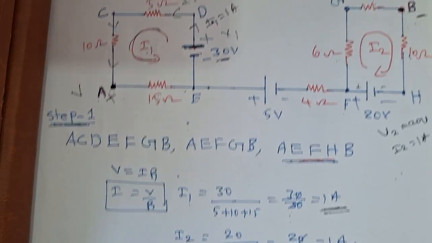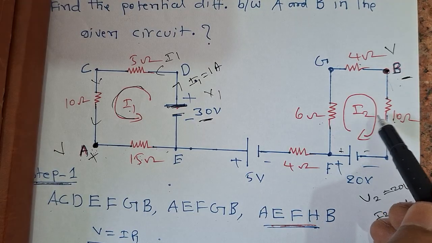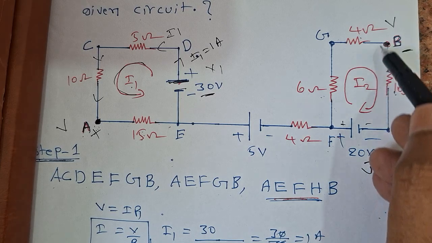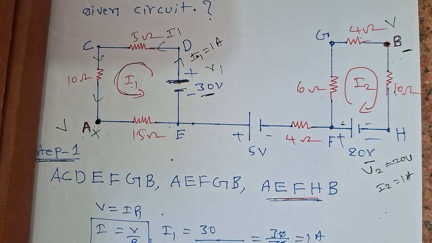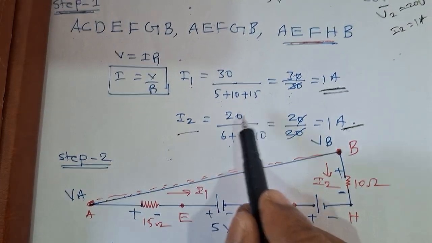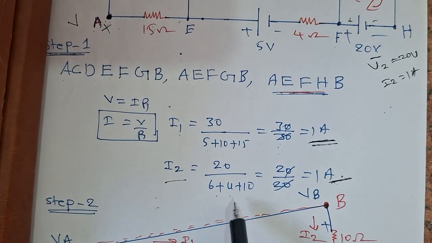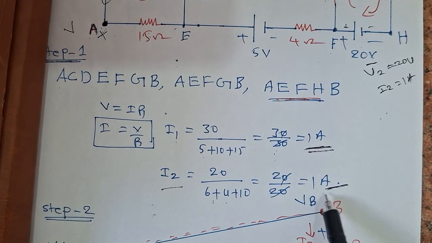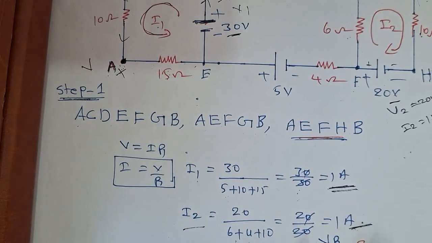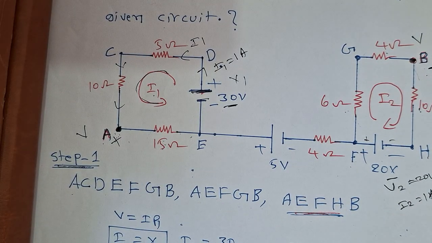Next, similarly, find the current coming from this battery, which is I2. What is the I2 formula? V2, 20, divided by these three resistors that are again connected in series. Therefore, I2 is equal to 20 divided by 6 plus 4 plus 10. So 20 divided by 20 gives 1 ampere. So I2 is also 1 ampere. Now this is the I1 current and I2 current. This is step 1.